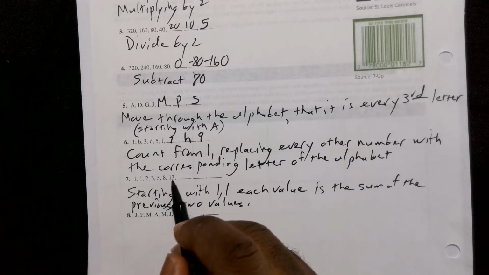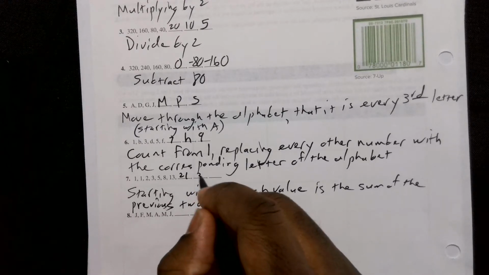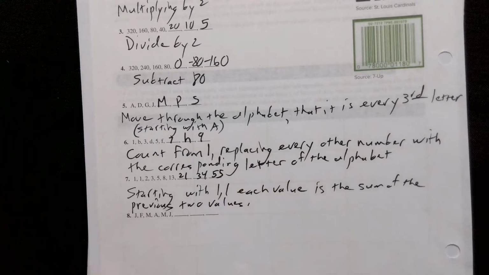So then we would have to add 8 and 13, which would be 21. 13 and 21, which would be 34. 21 and 34, which would be 55.